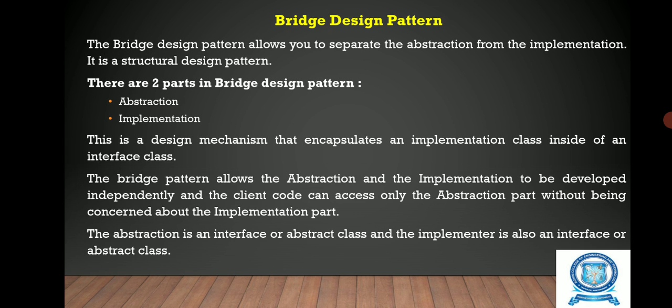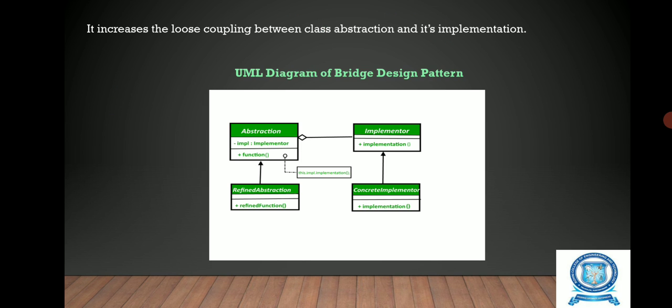The bridge pattern allows the abstraction and the implementation to be developed independently, and the client code can access only the abstraction part without being concerned about the implementation part. The abstraction is an interface or abstract class, and the implementer is also an interface or abstract class. This is the UML diagram for the bridge design pattern. It increases the low coupling between the class abstraction and the implementation. So we have the abstraction here, implementer, concrete implementer, and refined abstraction.